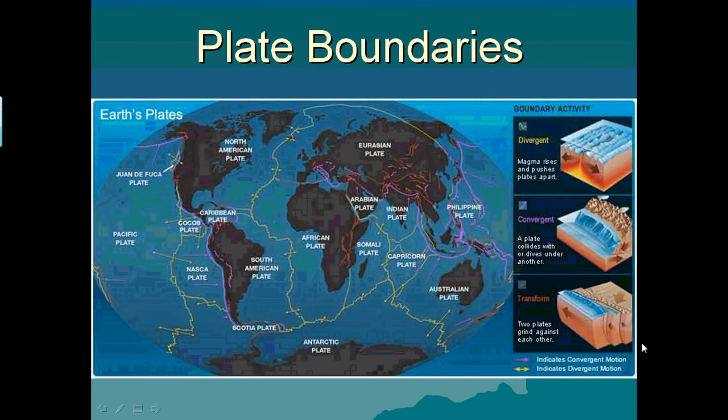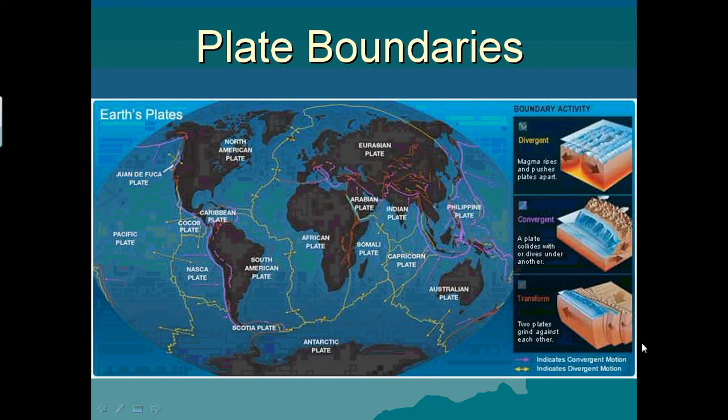This map is showing us a picture of each plate boundary. If you'll look to the right of the screen, you'll see divergent, which is one type of plate boundary, convergent, and transform. These are three types of plate boundaries. These are the three directions our plates can move. If you'll look on the map, you'll see that the divergent boundaries are highlighted in green. The convergent boundaries are highlighted in purple, and the transform boundaries are highlighted in red.